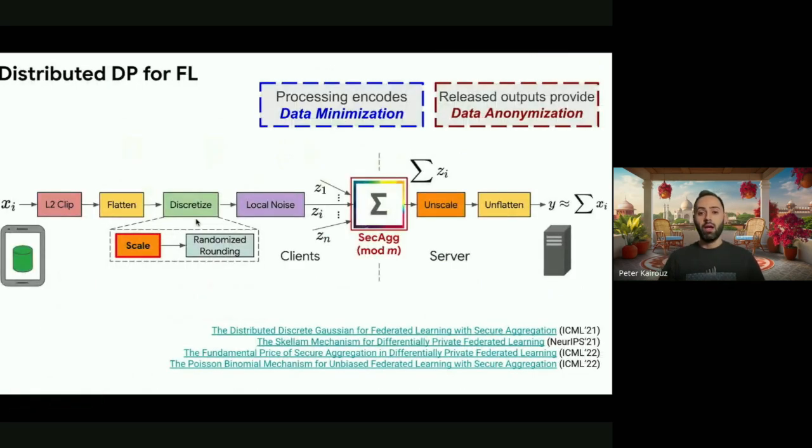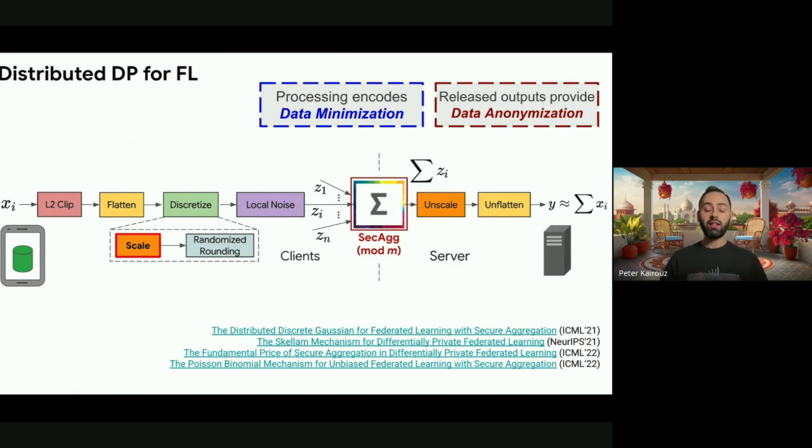But one might ask, what if I want to actually use secure aggregation and differential privacy together, and I want to reduce the amount of trust that I place in the server, meaning that on the previous slide, we were trusting that the server would add the noise on the behalf of the user.